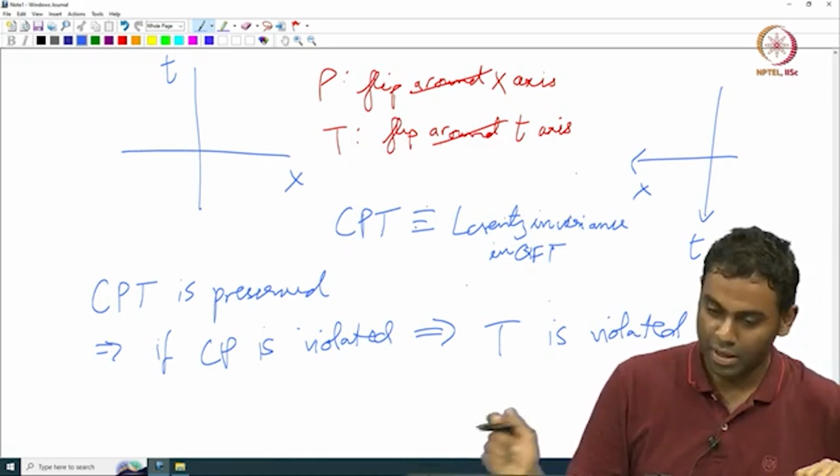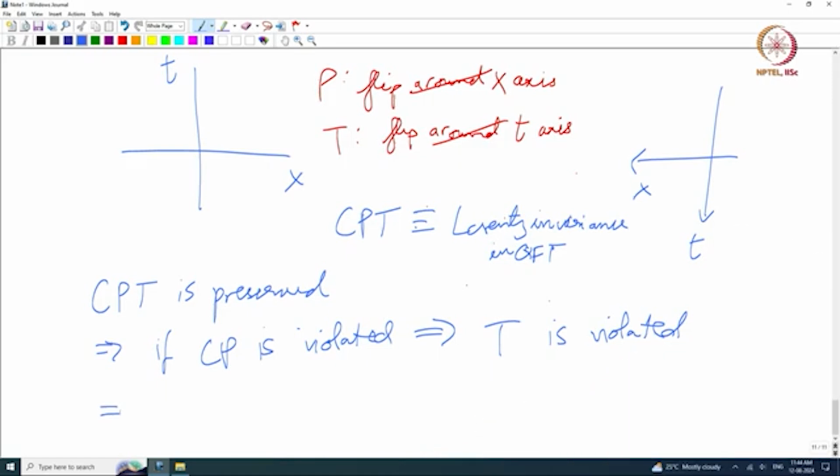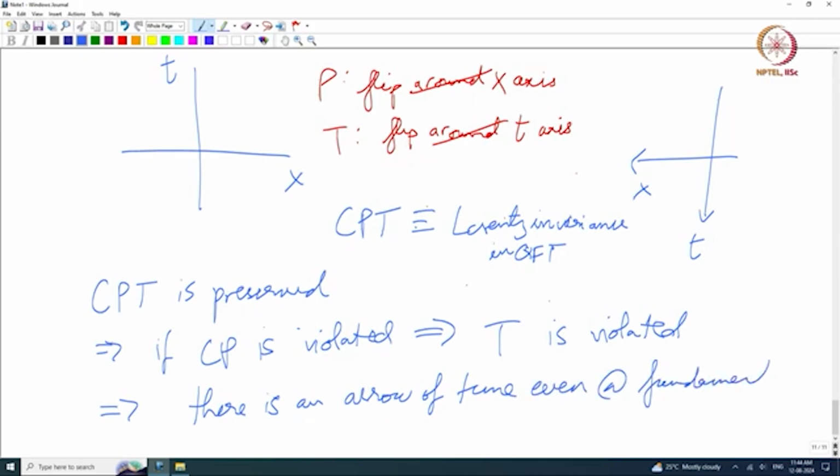So what does this mean in somewhat philosophical terms? It means that there is an arrow of time even at a fundamental level. What do I mean by that? All of this we are doing at some microscopic quantum level, right? We are using quantum field theory, quantum mechanics and so on. So at a fundamental level, there is a direction in which all things flow. There is a direction of time.